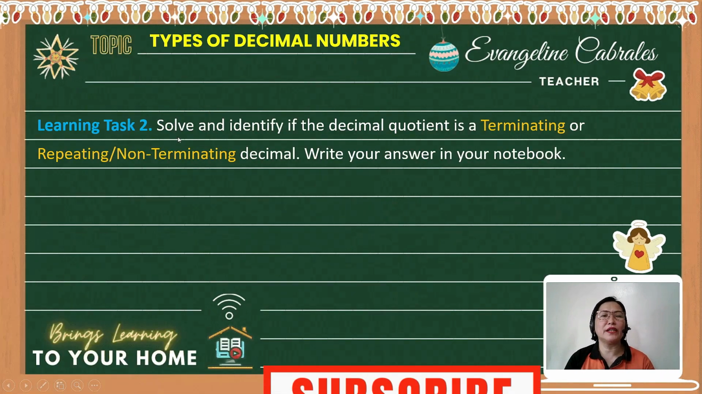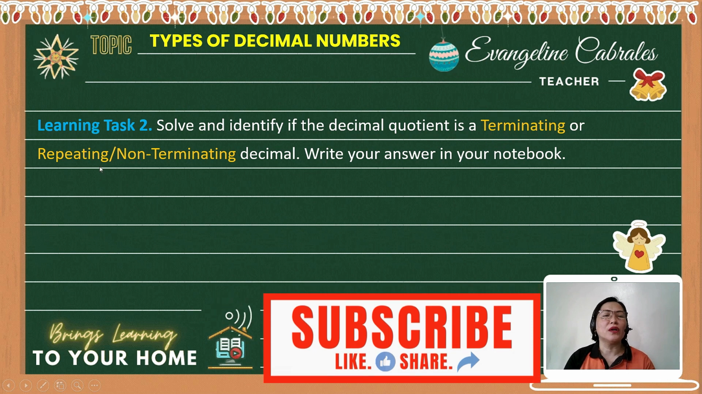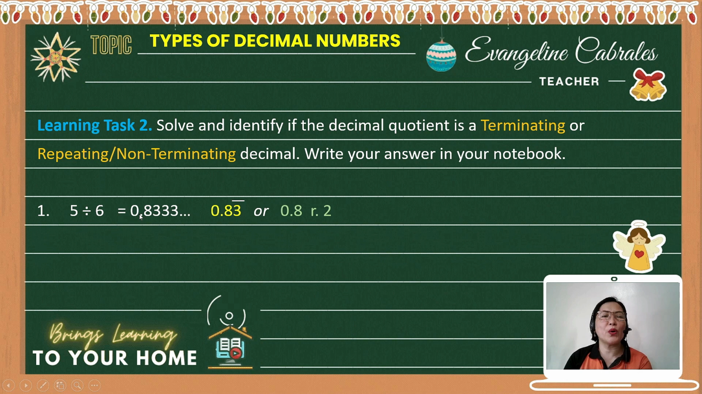So, let us have learning task 2. Solve and identify if the decimal quotient is a terminating or repeating or non-terminating decimal. And write your answer in your notebook. Number 1, 5 divided by 6. When you divide 5 by 6, the answer is 0.8333. So, pwede siyang isulat na ganito, 0.83 na may vinculum sa ibabaw ng 3 or 0.8 remainder 2.